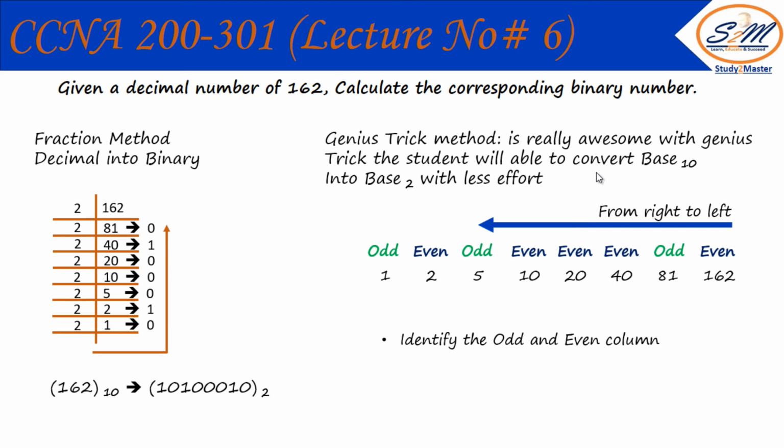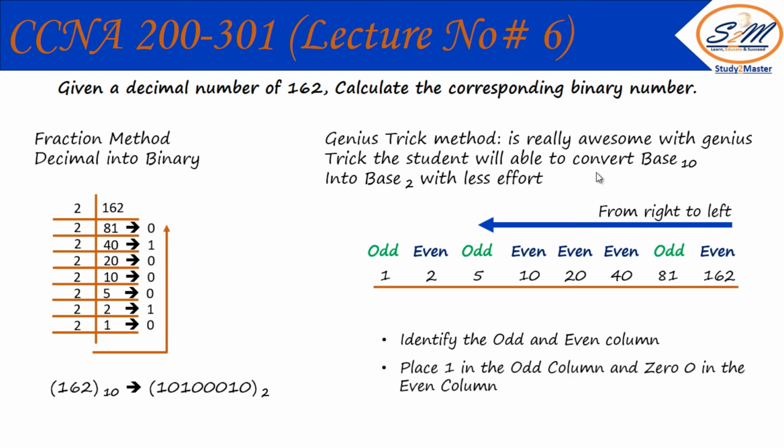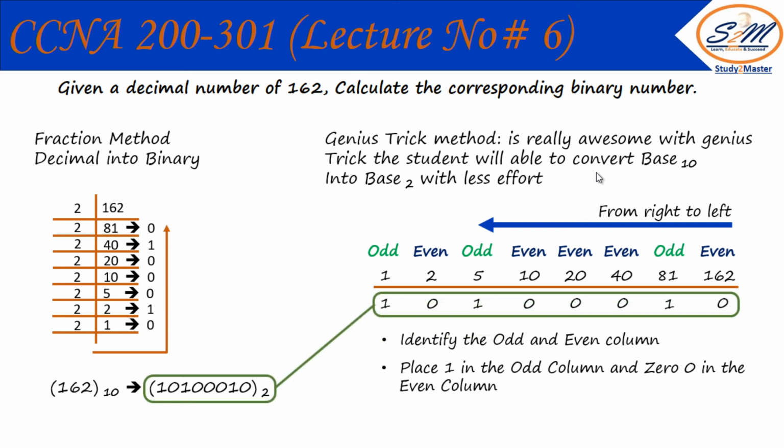So 1, 5, 81 is odd, and 2, 10, 20, 40, 164 is even. Place 1 in the odd column and 0 in the even columns. So we place 1 in the column which is odd, and we place 0 in the column which is even. Now let's check the result. Both results are the same.